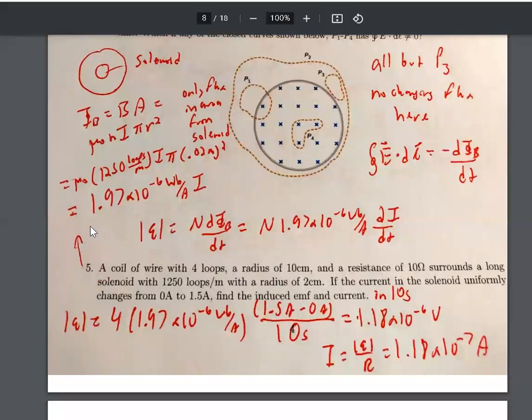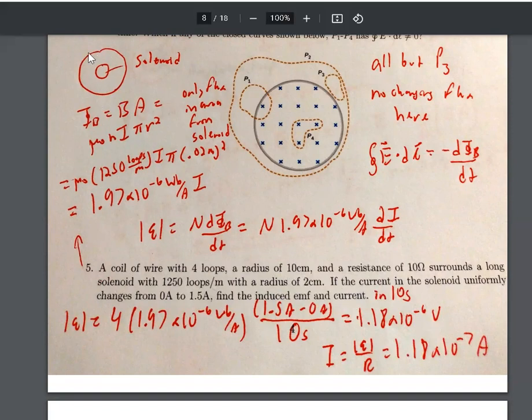A coil of wire with 4 loops has a radius of 10 centimeters and a resistance of 10 ohms and surrounds a long solenoid with 1,250 loops per meter, and it has a radius of 2 centimeters. If the current in the solenoid uniformly changes from 0 amps to 1.5 amps, find the induced EMF and the current. And I left this out, but I added it later, that it does this in 10 seconds.